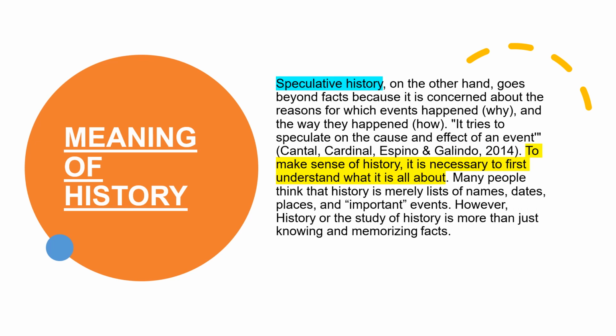Next is speculative history. On the other hand, it goes beyond facts because it is concerned about the reasons for which events happened, why, and the way they happened, the how. So it tries to speculate on the causes and effects of an event, according to Candal, Cardinal, Espino, and Galindo, published in 2014. So to make sense of history, it is necessary to first understand what it is all about.